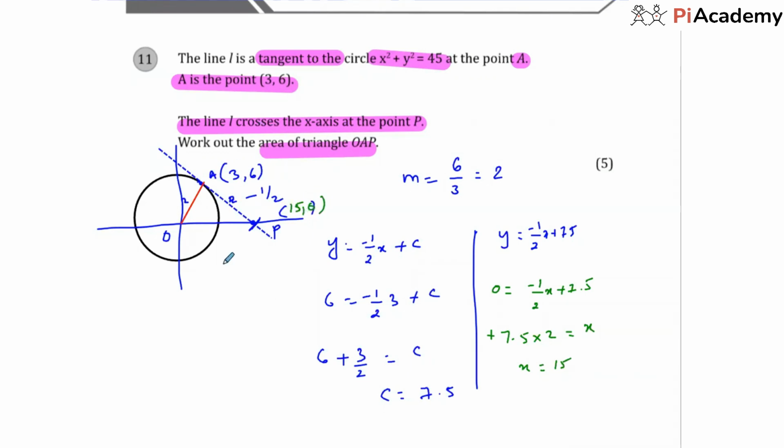So the length of OP is 15 units. And the perpendicular height of the triangle is 6 units. So the area of the triangle is half times base times height. That gives you 90 times half, which is 45. 15 times 6 is 90, half of it is 45. Wonderful. 45 square units.